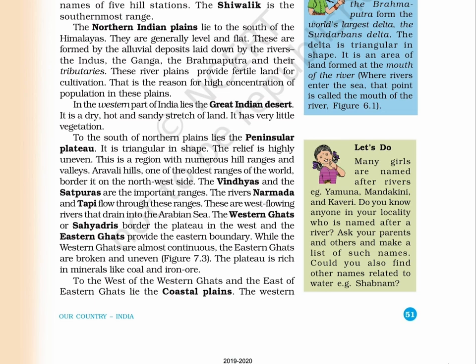The Western Ghats or Sahyadris border the plateau in the west, and the Eastern Ghats provide the eastern boundary. While the Western Ghats are almost continuous, the Eastern Ghats are broken and uneven as shown in figure 7.3. The plateau is rich in minerals like coal and iron ore. To the west of the Western Ghats and the east of the Eastern Ghats lie the coastal plains.